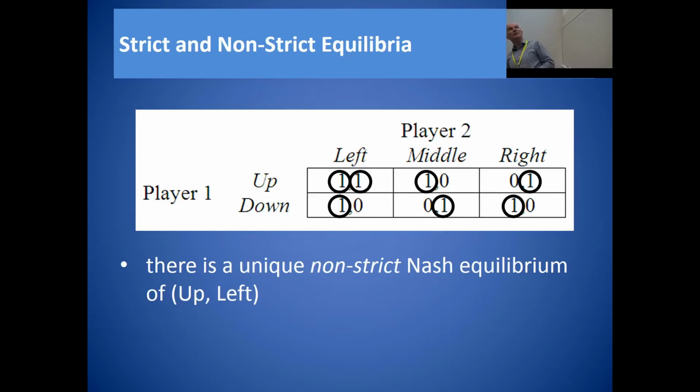But if player 1 deviates from up-left, he could change from up to down. And what payoff would he get? Again, it would be 1. His payoff would go from 1 to 1. Does that incentivize him to deviate? No, he's not better off, but he's no worse off. Similarly with player 2. In that Nash equilibrium, he gets a payoff of 1 by choosing left. If instead he chose right, he would also get a payoff of 1. So if he deviated, he'd be no worse off. And when that happens, a Nash equilibrium is described as being non-strict.